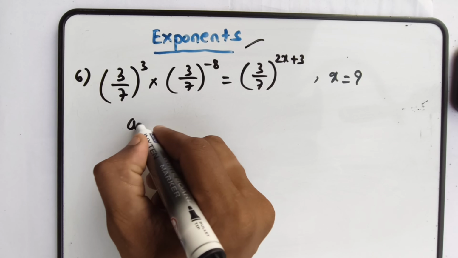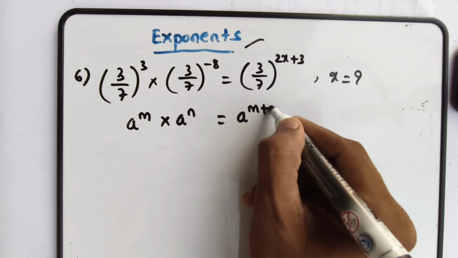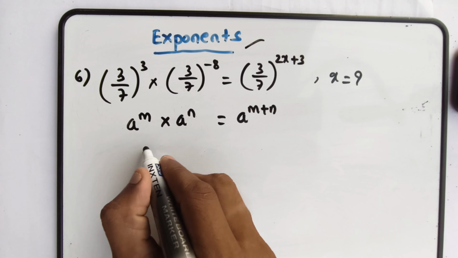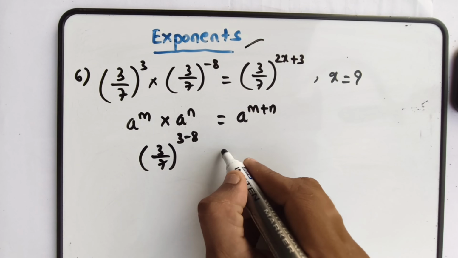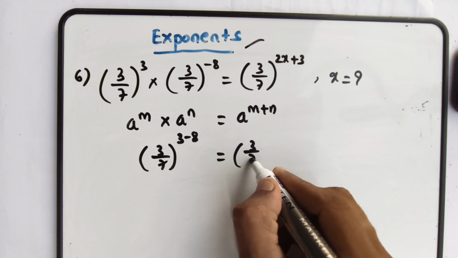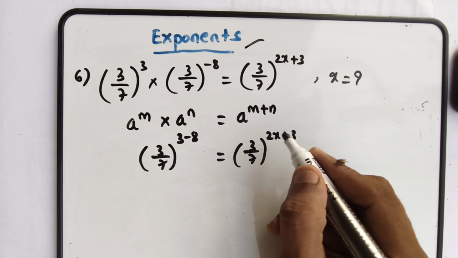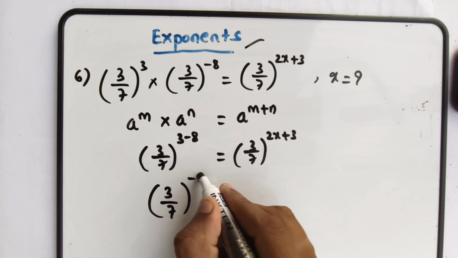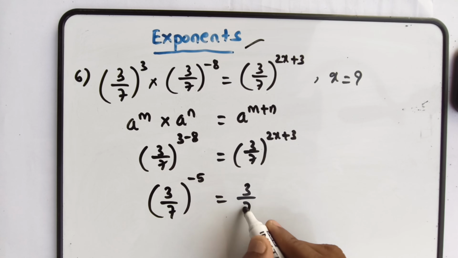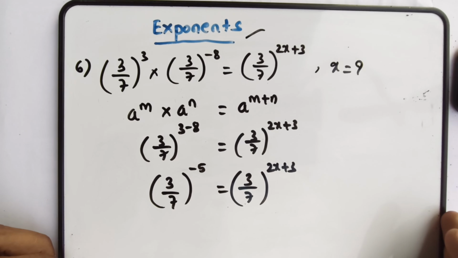Solve this question. (3 by 7) to the power 3 into (3 by 7) to the power minus 8 is equal to (3 by 7) to the power 2x plus 3. To solve this question, I will use this law of indices. a to the power m into a to the power n is equal to a to the power m plus n. Similarly, (3 by 7) to the power 3 minus 8, equals (3 by 7) to the power 2x plus 3. When the bases are same, powers are also same. 3 minus 8 is minus 5, and (3 by 7) whole to the power 2x plus 3. See, bases are same here. I can equate the powers.